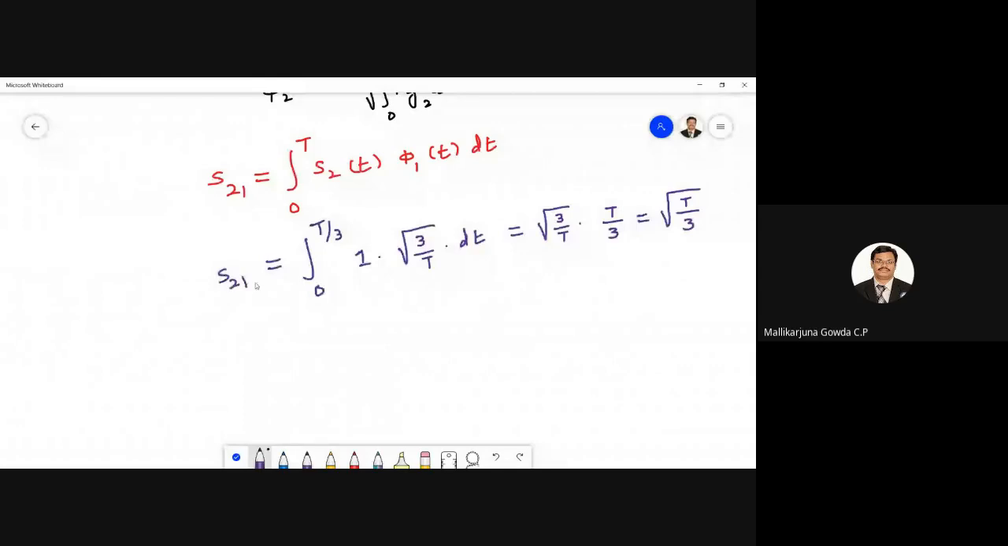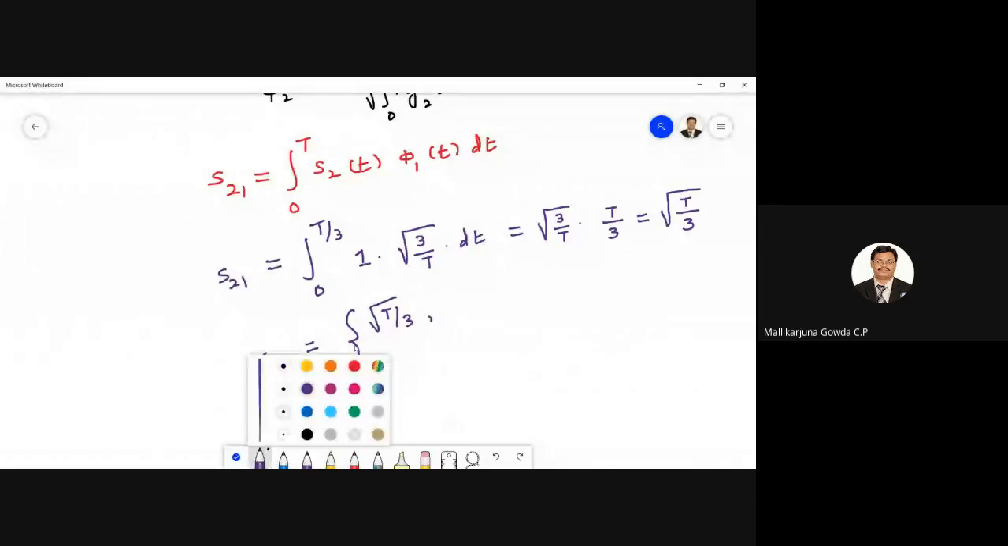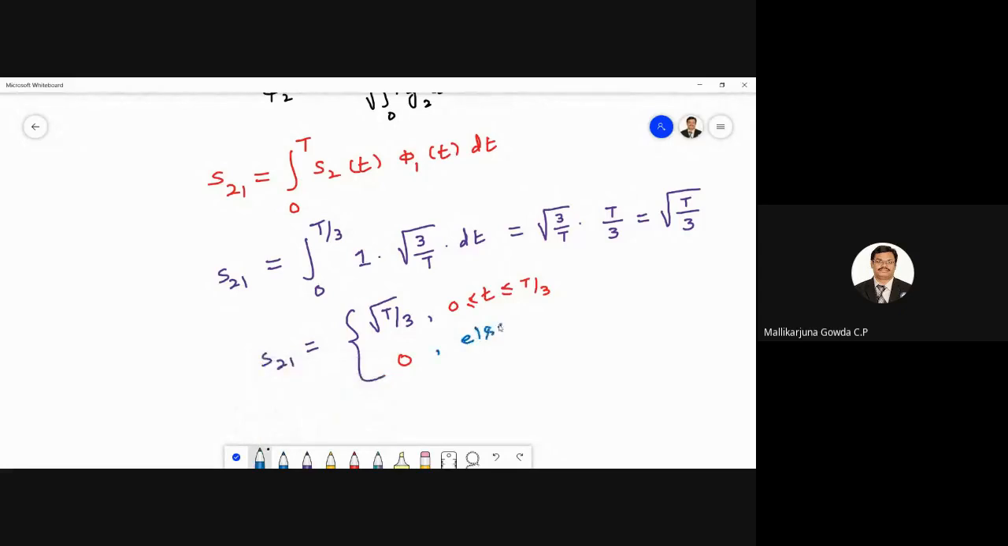So S21 will be equal to root of T by 3, right? Over what interval of time? Over 0 to T by 3, when t is less than or equal to T by 3 and greater than or equal to 0, and it will be 0 elsewhere. Okay, so I found S21.